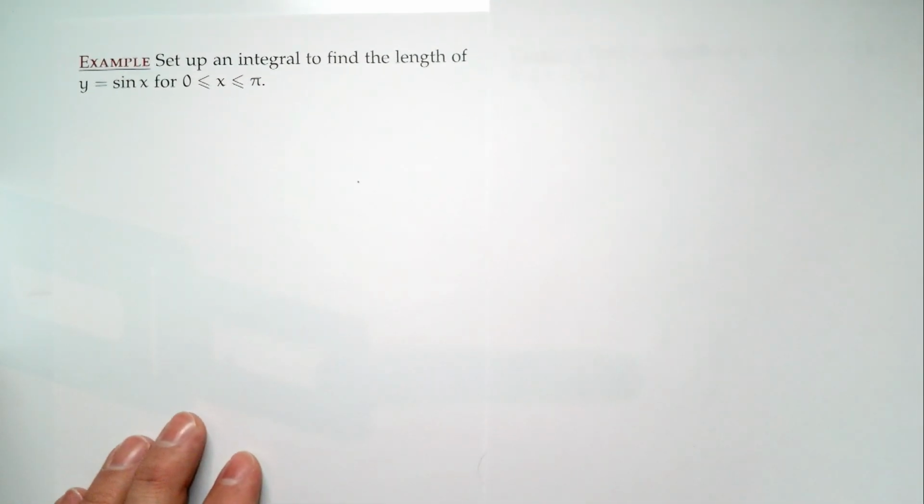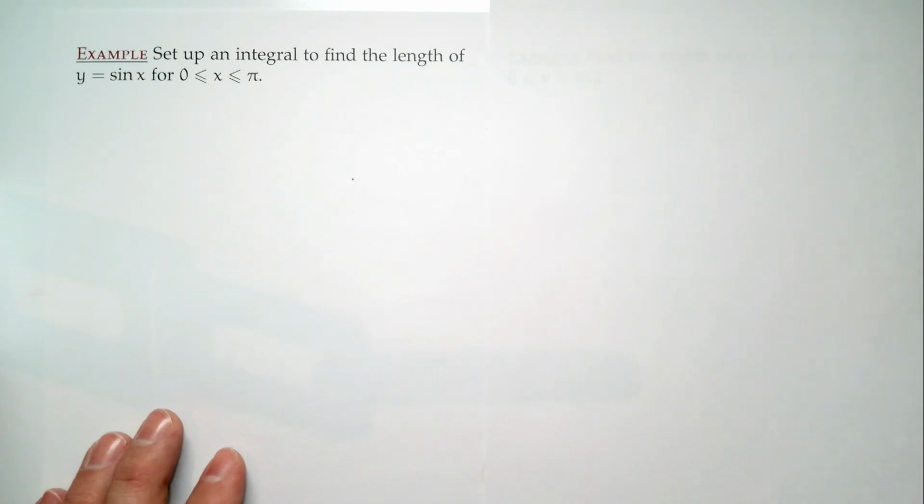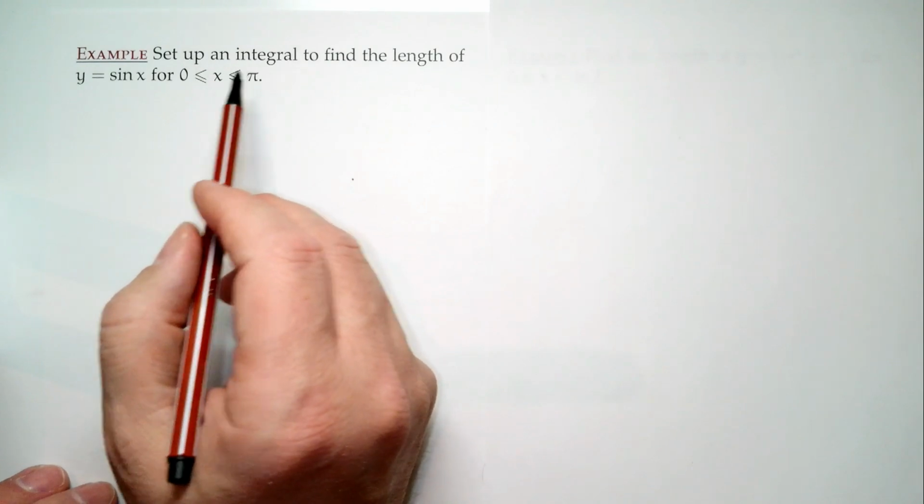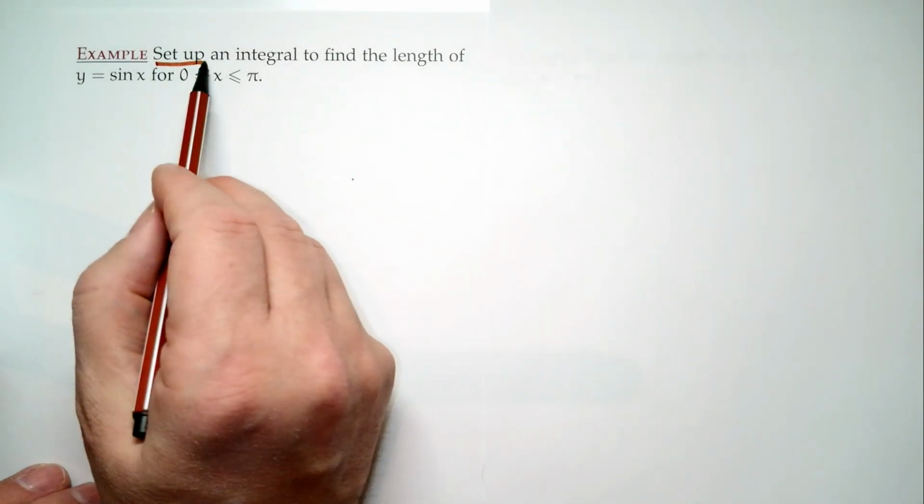We have time to do one or two more. Set up an integral to find the length of y equals sine of x for 0 less than or equal to x less than or equal to pi. All right, well, that's good. When you see the words set up, that should make you happy. We often put words like set up on exams. It means you actually don't have to integrate. It's all about getting the setup correct. And so now we focus on the setup.